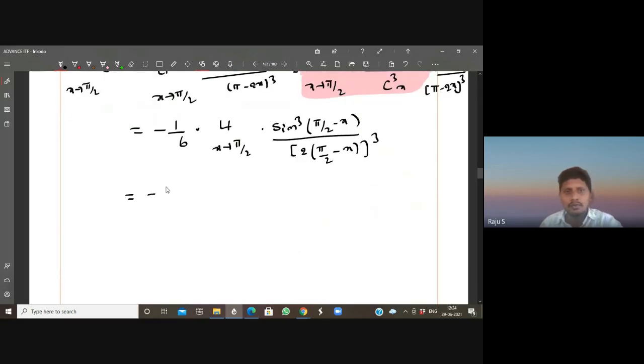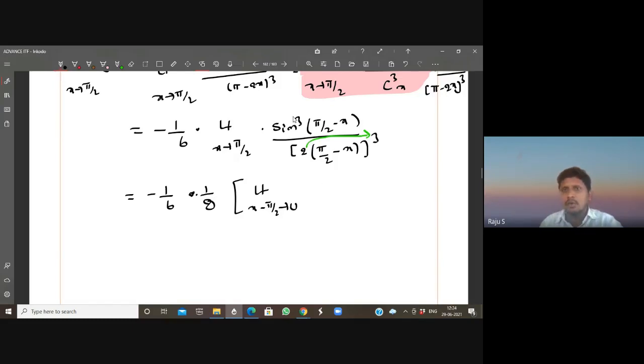So this is minus 1 by 6. See, here, shall I write 2 cube? 2 cube is 8. So before the limit, this 2 cube is there. See, student, 2 cube, 8. That 8 I want to take outside the limit. So limit x tends to pi by 2, or else x minus pi by 2 tends to 0, like that also you can write.